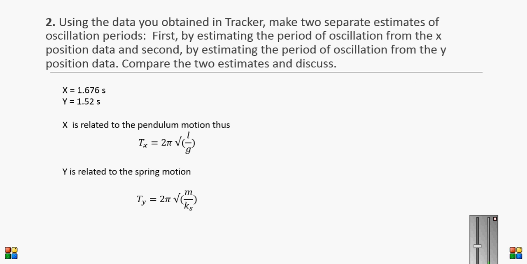As for the second question, using the data you obtained from Tracker, make two separate estimates of oscillation from the X position data and from the Y. So from the X, I got a result of 1.67 seconds, which was different from the Y. That is because the X is more related to the pendulum motion, which is different from the Y, which is related to the spring oscillation motion. And each has its own formula of being determined. So that is the reason why.